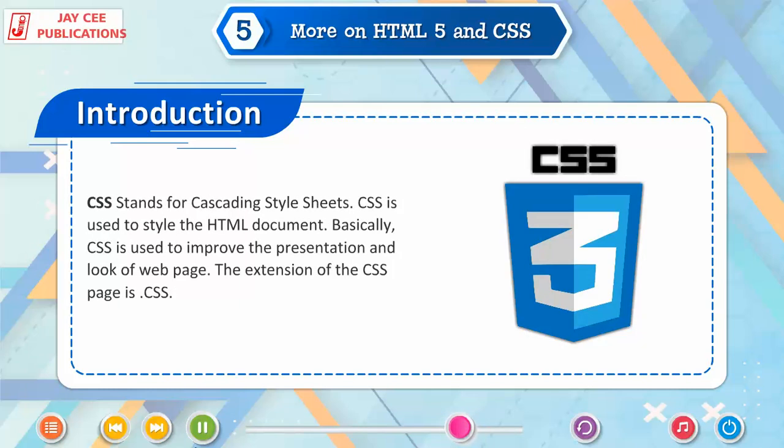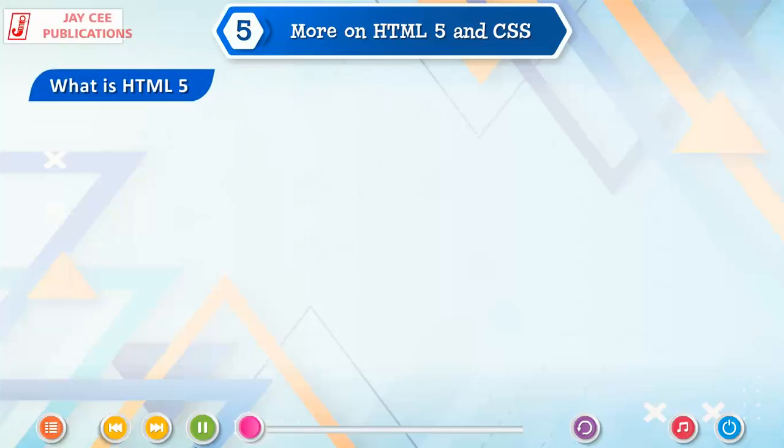CSS stands for Cascading Style Sheets. CSS is used to style the HTML document. Basically, CSS is used to improve the presentation and look of a web page. The extension of the CSS page is .css.